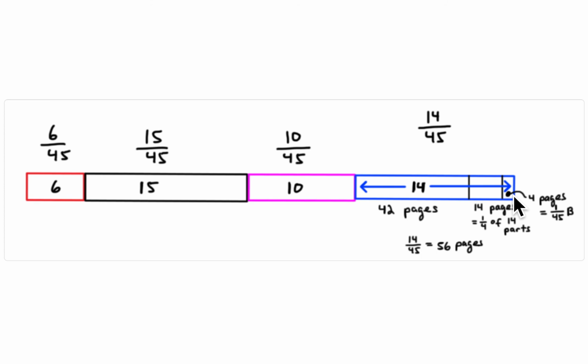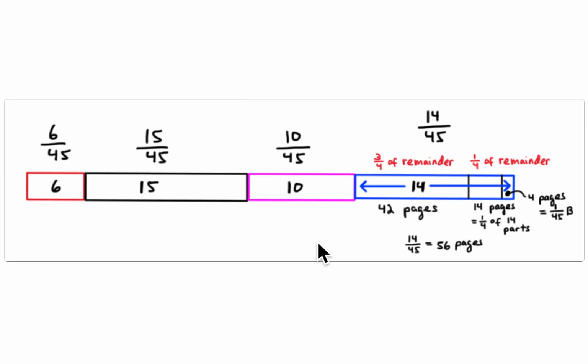So once I know that, each of the parts is equal to 4 pages. So 10/45, let's go back for a second. Remember, this is 3/4 of the remainder of the book right here, and this was 1/4 of the remainder. And that was the key. This 1/4 of the remainder equal to 14 pages enabled us to figure out what this whole piece was right here, which is equal to 56 pages.